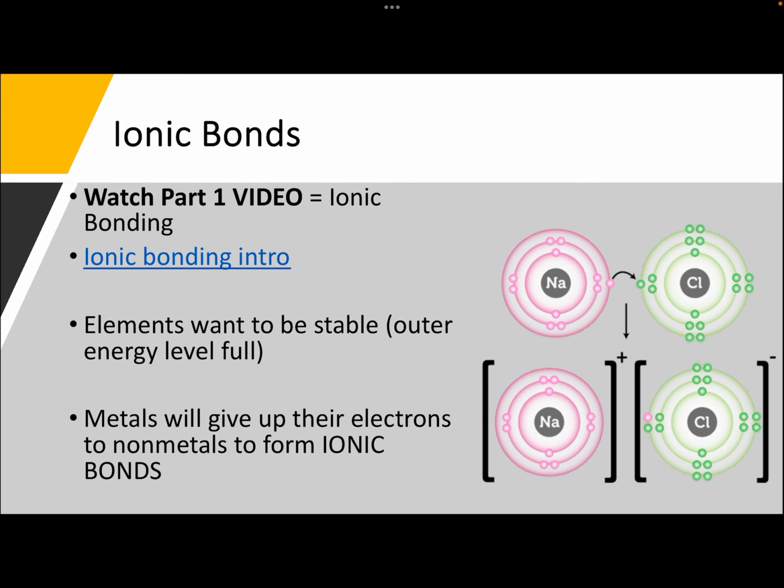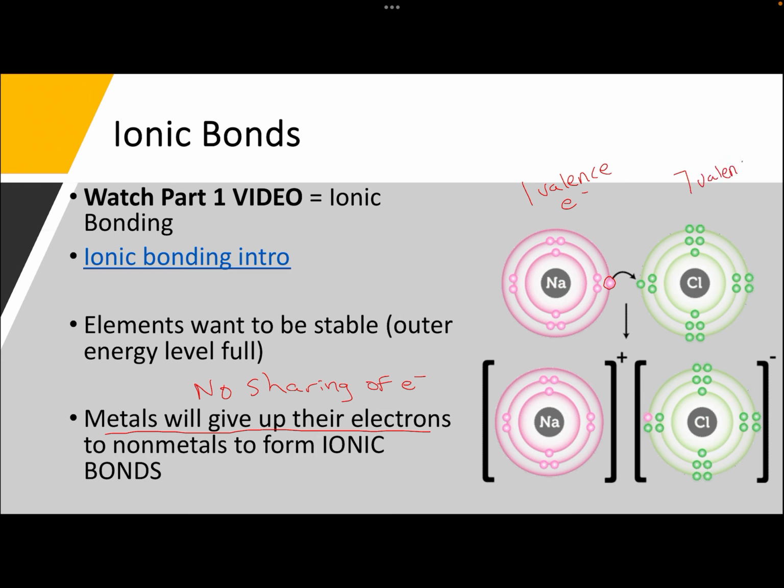In order to get that full outer energy level, metals will give up their electrons. So that means no sharing of the electron. If we take a look at this, sodium has one electron out there. It has one valence electron, so in order to become full, it can gain 7 more, which is really difficult to do. Or it can just give one up to chlorine.